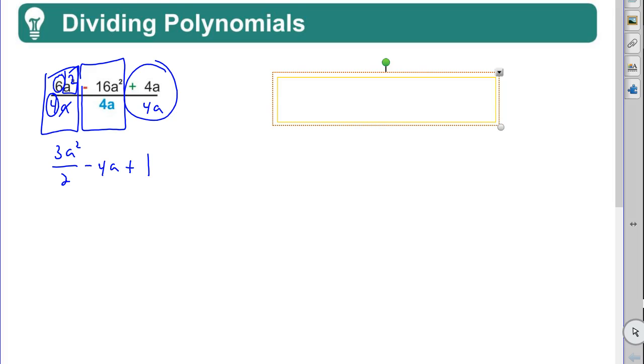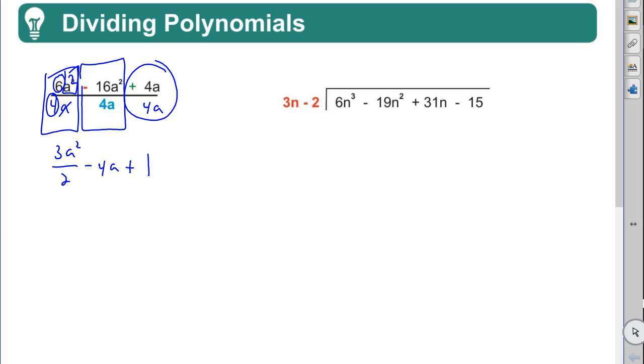What happens when you divide by a polynomial, binomial, trinomial, etc.? Then you've got to do long division. Okay, you can't do it the previous way. Now you've got to do long division. So if you remember, this is the way I taught you guys. First thing you want to do is take the first term and divide it by the first term. That's going to tell you what to put up top.